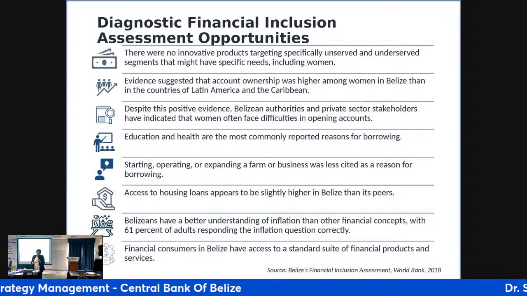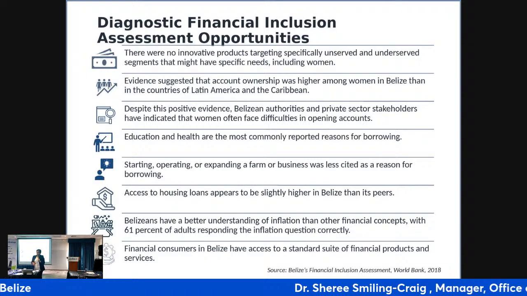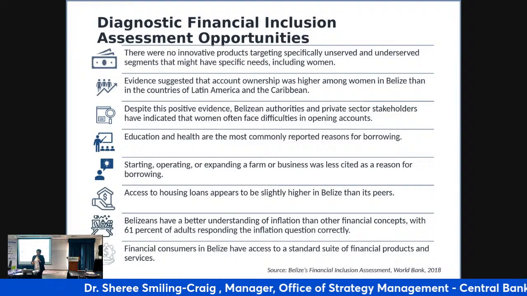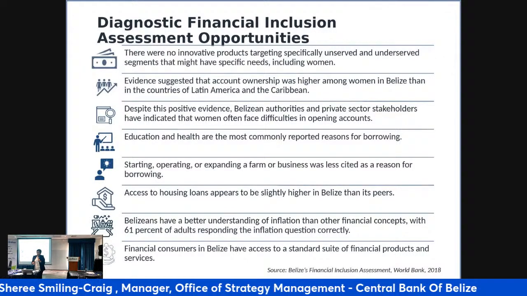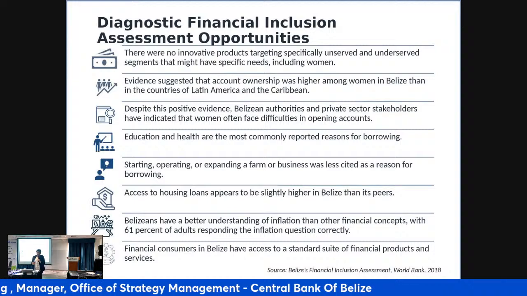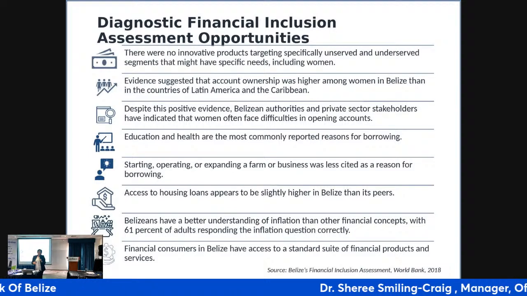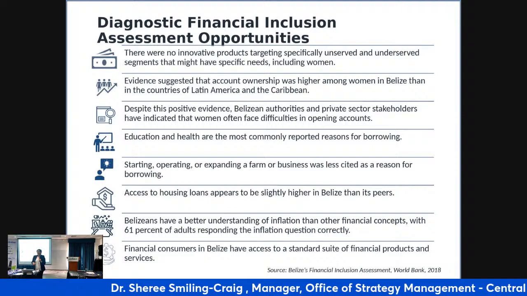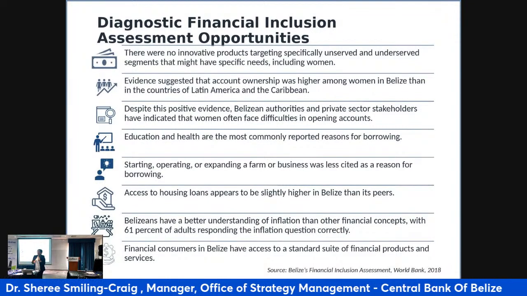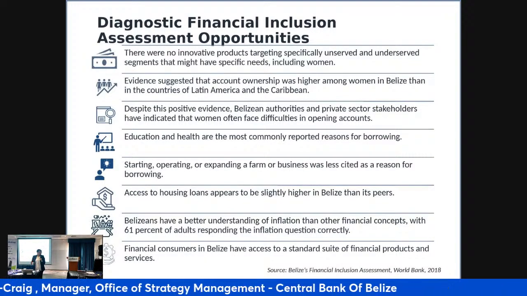Innovation, we needed to innovate, that's an opportunity. And we needed to innovate to serve the underserved populations. We needed to ensure that Belizean women were served. And our evidence really suggested that account ownership was a little higher in 2014. Remember that there was a much higher number, but that did not stop our policymakers from saying we need to target women. And there's a lot of reason for that.